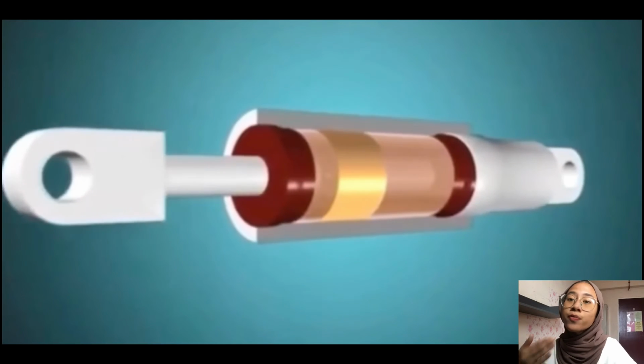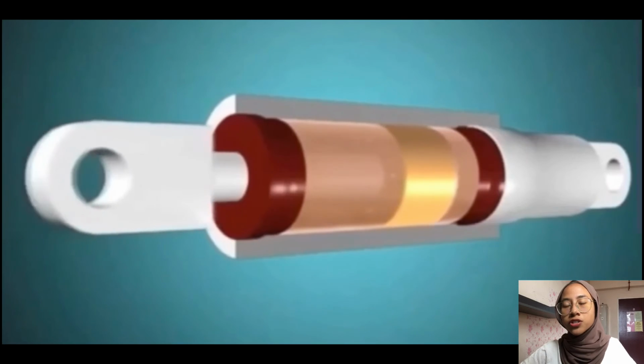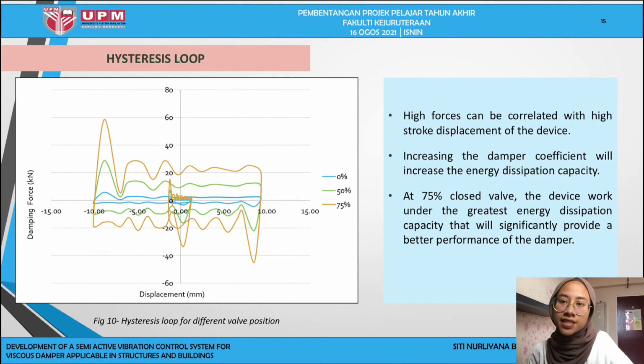Under the traffic load, the movement of the structure pushes and pulls the pistons, and the damping effect can be seen due to the reciprocating motions of the piston. From the graph, high forces at 60 kN can be correlated with high displacement of the device up to plus minus 10 mm. The area inside the loop often represents the dissipated energy in one loading and unloading cycle, and it can be outlined that increasing damping coefficient will increase the damping force, thus increasing the energy dissipation capacity. At 75% closed valve position, the device will work under the greatest energy dissipation capacity, and this will provide a better performance of the multipurpose damper.